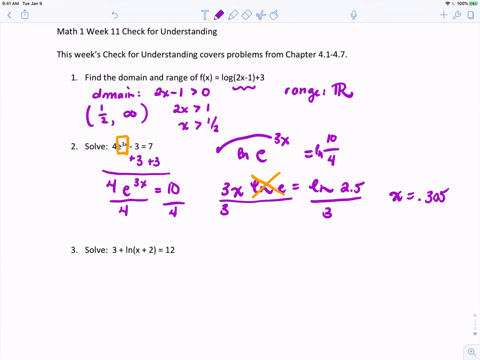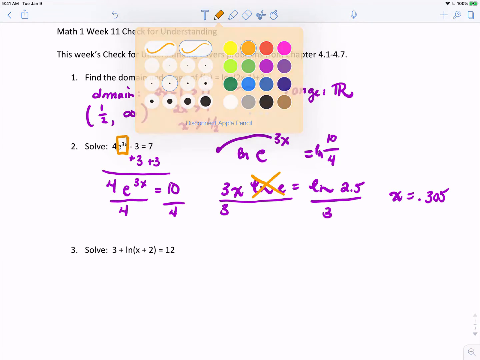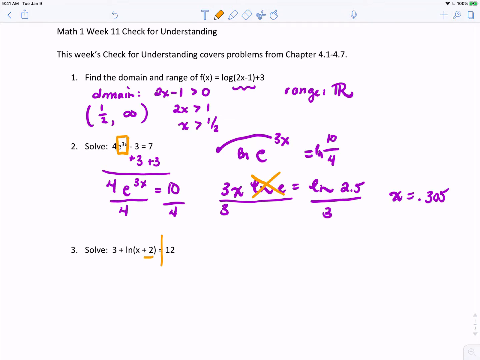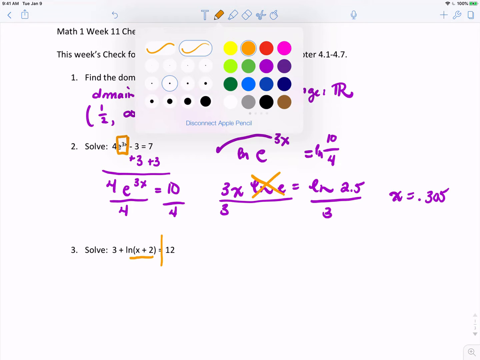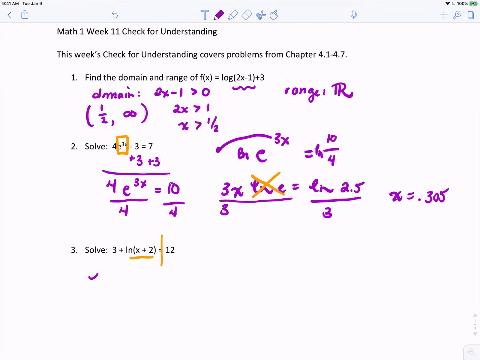Next, we'll solve a log equation. To solve a log equation, what we want to do is make sure that at most we have one log on one side of the equation. So we're going to start by subtracting 3. And if we subtract 3, then we'll have the natural log of x + 2 is equal to 9. If there was a log on each side, we could cancel them. When there's only one log, the only way to get rid of it is to rewrite the problem using exponents.